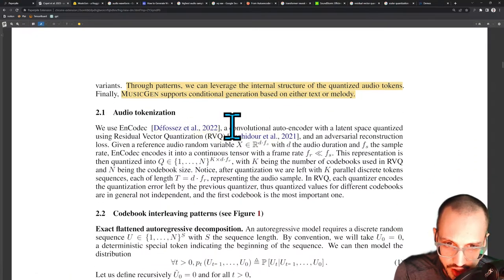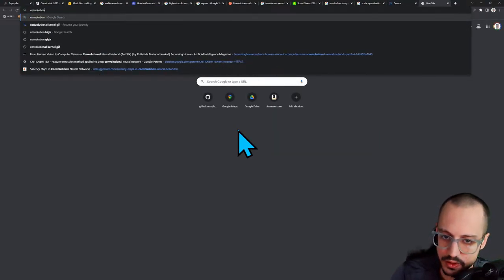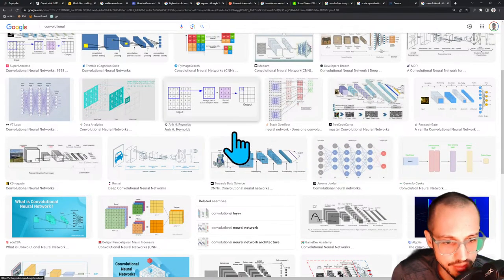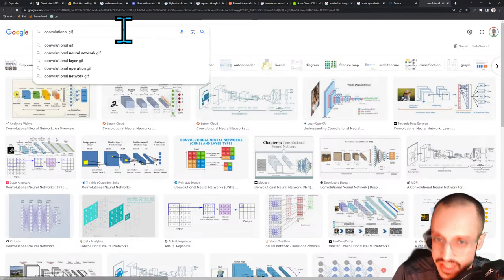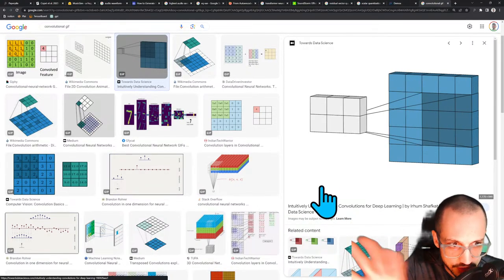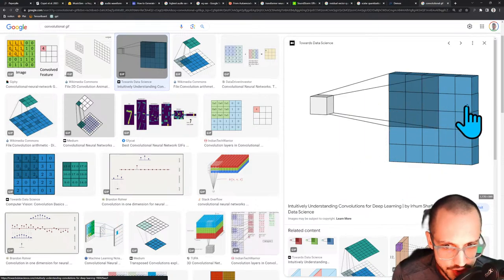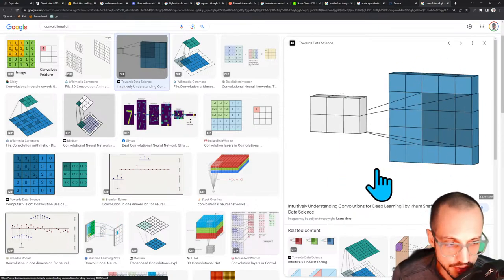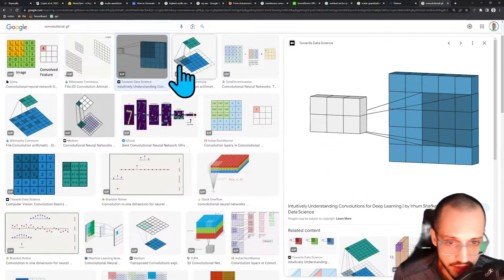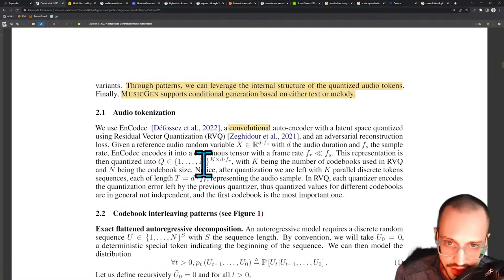We use EnCodec, a convolutional autoencoder with a latent space quantized using residual vector quantization. So convolutional: anytime you see convolutional, just think of the convolution GIF in your head. I always bring up this GIF. This is fundamentally convolution. You're convolving something with something. Usually this is 2D convolution, but you can do 1D convolution, right? You could convolve in one dimension with a one dimensional kernel. So you can do convolution in 4D, 5D. Convolution is not limited to just 2D.